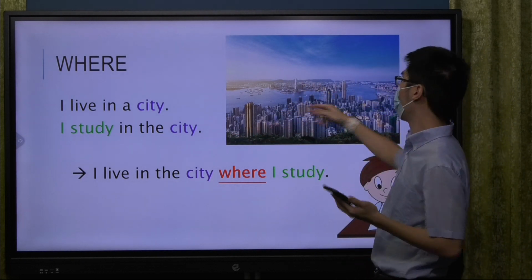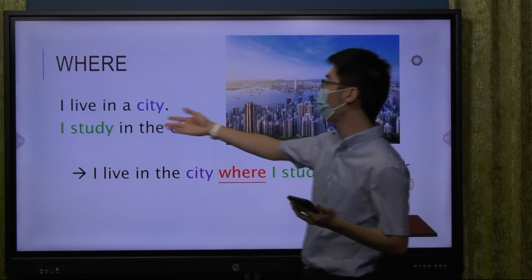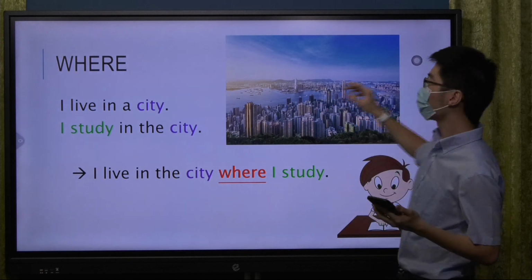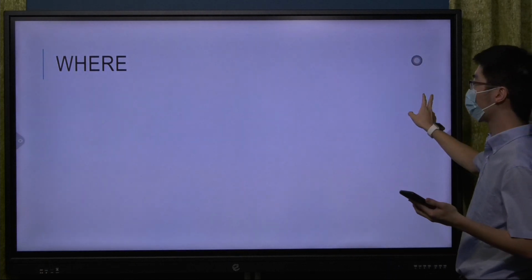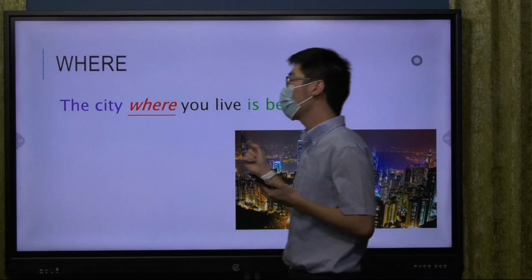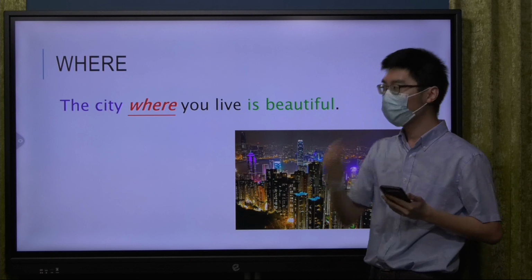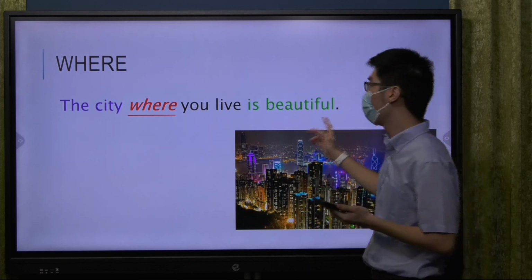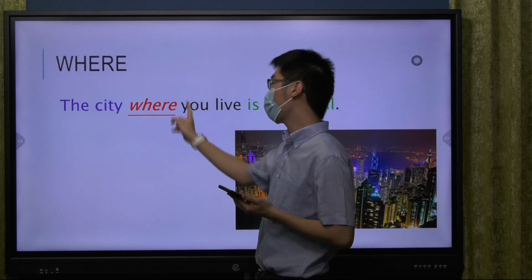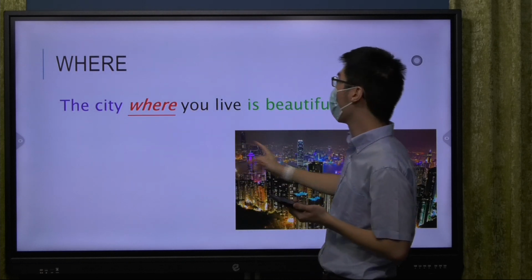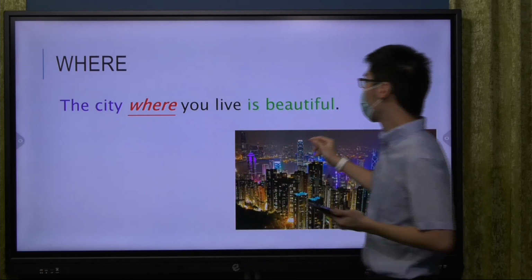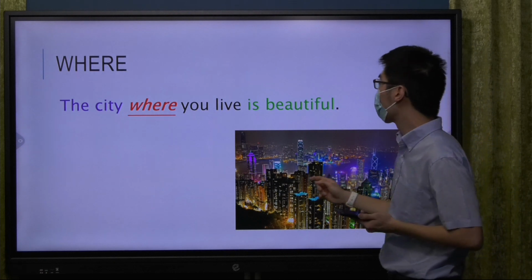Okay, for example, Hong Kong. Maybe I live in Hong Kong, and then I study in Hong Kong. So you can replace it into the sentence. So usually when using the defining clause with the relative pronoun, you can see where, whose, or which inside the sentence. For example, in this sentence you see where. So we are talking about the place, the city. So the city where you live is beautiful.